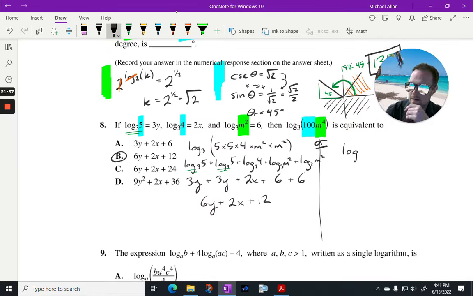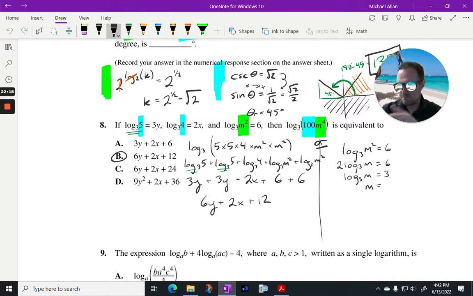Log base 3 of m squared is equal to 6. So I'm going to solve this, let's take the 2 and drop it down. I probably wouldn't do it this way, but it is possible. Now you can solve for m. Taking 3 to the power on both sides, I would get 27. You can double check that: log base 3 of 27 squared is 6. Yeah, so I get 6 there.